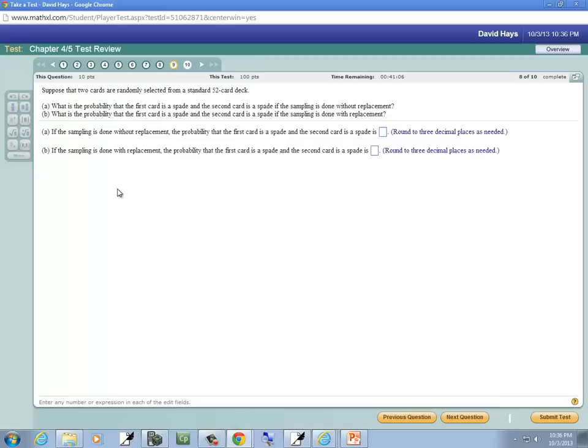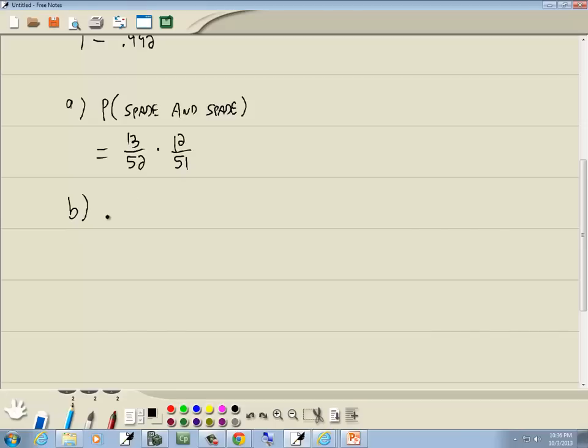Now B says if sampling is done with replacement, the probability of the first card is spade and second one is a spade. Same setup. We got spade and spade. Well, our first one is 13 out of 52. We've got 52 cards, 13 are spades. Let's say I pull out the king of spades, and I look at it and say, oh, that's nice, and I put it back in the deck. That means that 52 cards are still in the deck, and of those 52, 13 of them are spades.